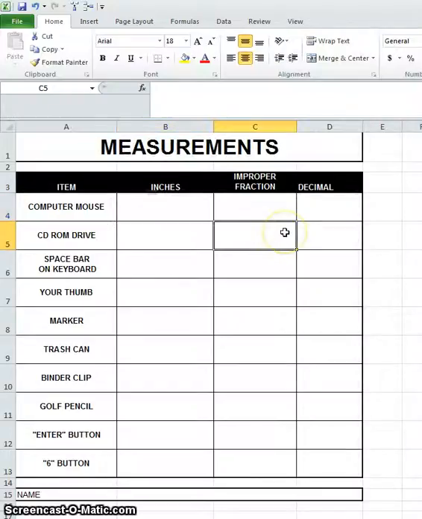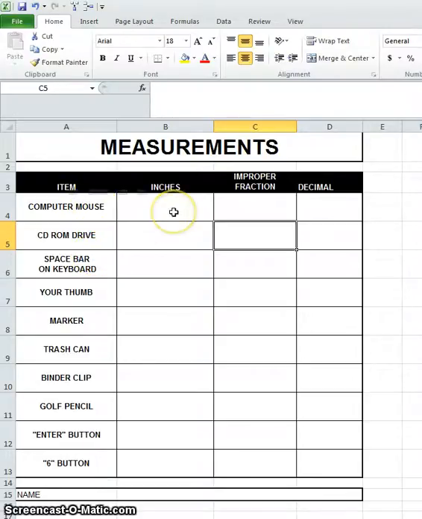Alright, so our next assignment is going to combine some of the skills that you already know from your math class with some of the skills that you already know from your computers class. So we are going to take some measurements. I'm going to give you a ruler or a tape measure, and you're going to measure these 10 items that are in the computer lab.